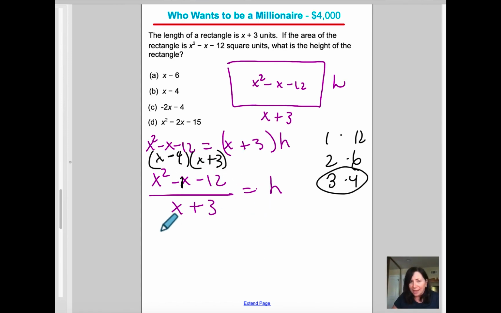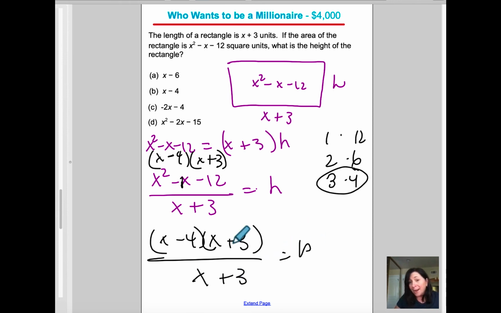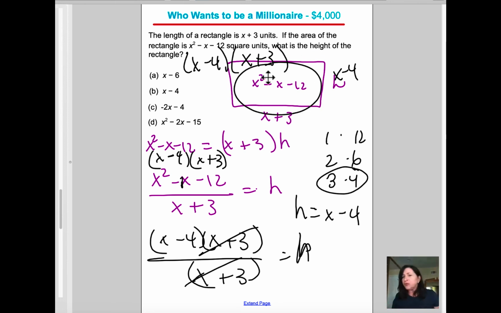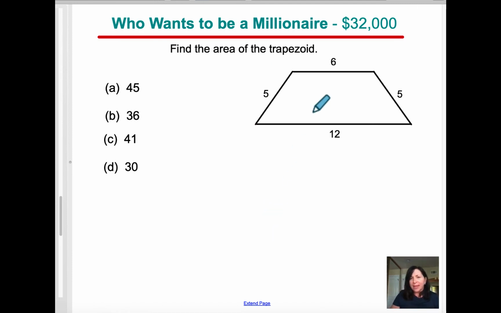Now, that being the case, I've got x minus 4 times x plus 3 divided by x plus 3. My x plus 3's as a quantity are going to cancel. And so therefore, my height is equal to x minus 4. So this is my value, x minus 4. And if you want to check to see if your answer is correct, you can also go x minus 4 times x plus 3 and multiply those out using the FOIL method, and that's going to give you that inside value.